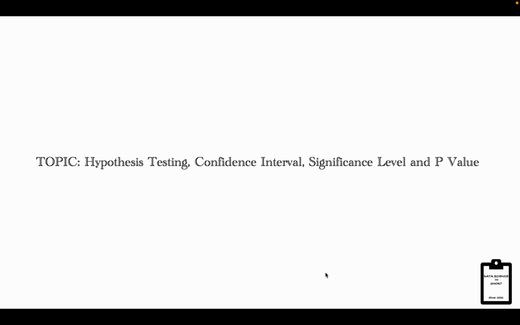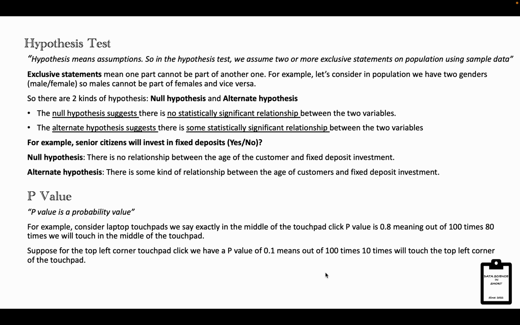The topic is hypothesis testing, confidence interval, significance level, and p-value. Hypothesis test. So what is a hypothesis test? Hypothesis means assumption. So in the hypothesis test, we assume two or more exclusive statements on the population using sample data. So what is an exclusive statement? Exclusive statement means one part cannot be part of another one.